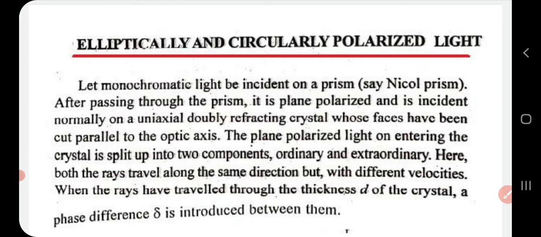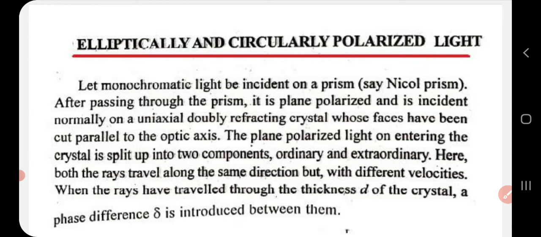Suppose that you are passing a monochromatic light through a Nicol prism. When it comes out of the prism, it will be plane polarized. Now, suppose that you are again passing this plane polarized light through a uniaxial doubly refracting crystal whose faces are cut parallel to the optic axis.